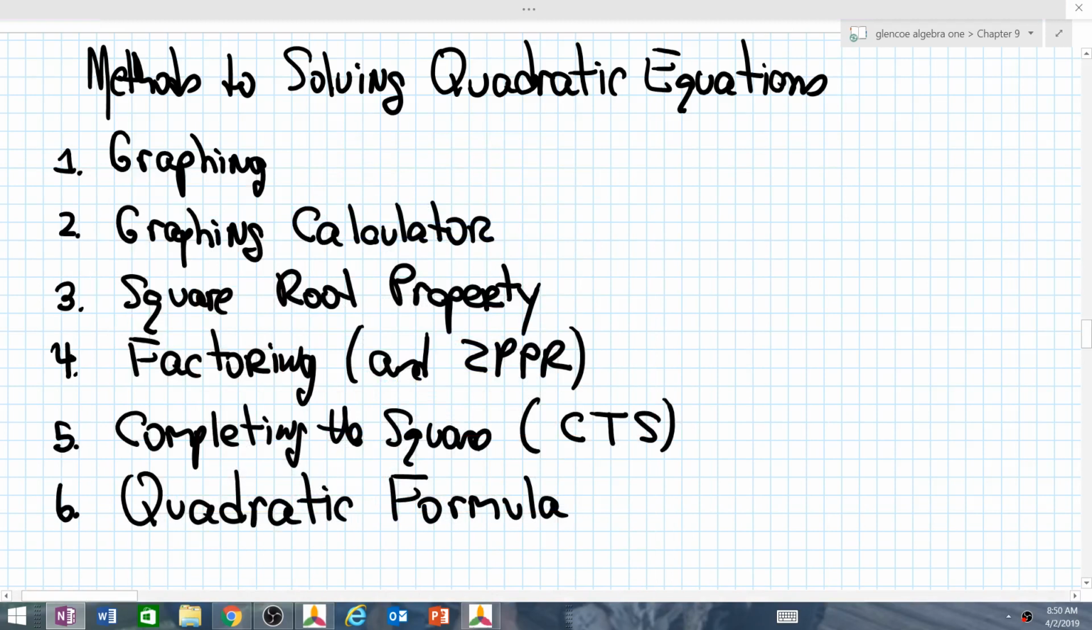Good morning and welcome to lesson 9.4. Today we're going to talk about solving quadratic equations by using three methods: the square root property, factoring, and zippering. Actually just two methods. But I wanted to make sure that I took the time.